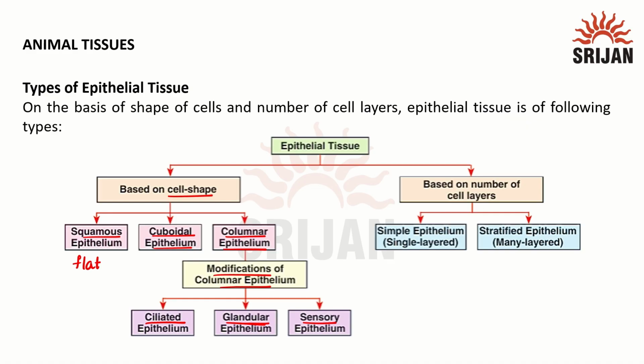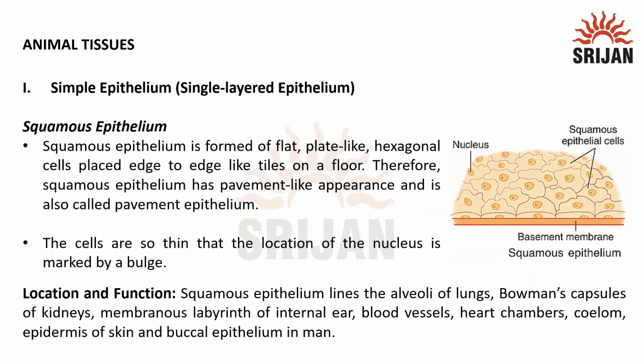Now, based on the number of layers, we can have simple epithelium, which is made up of a single layer of epithelium resting on a basement membrane and having nucleus, of course. And it can also be of multi-layered structure. So, we'll have one single basement and we'll have multiple layers of epithelial cells lying on top of each other. So, it is known as stratified epithelium.